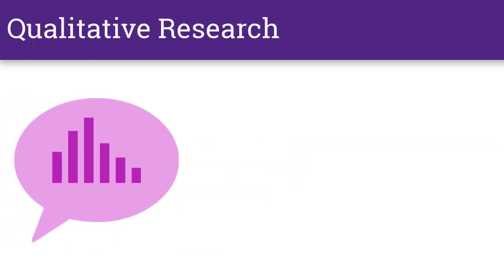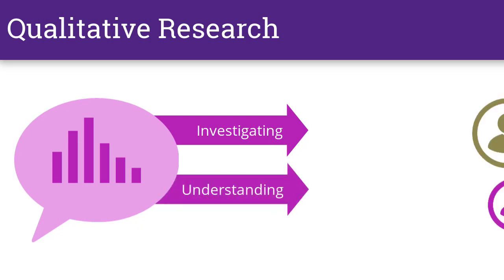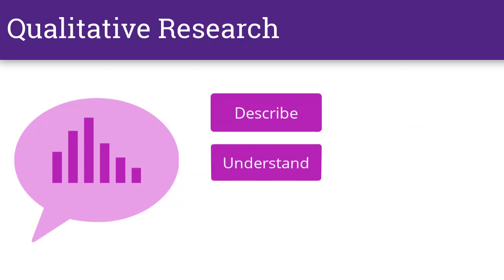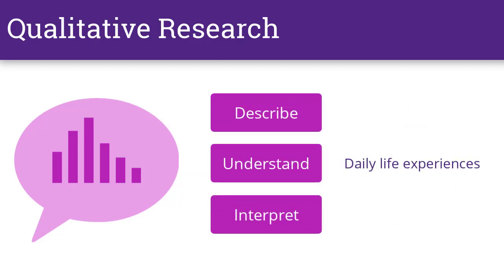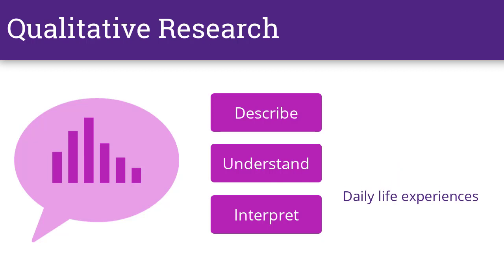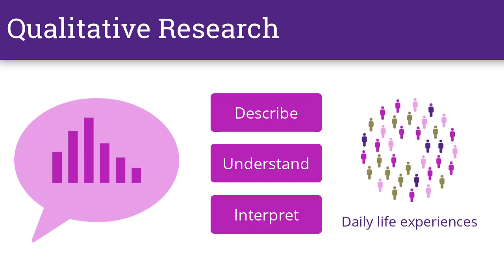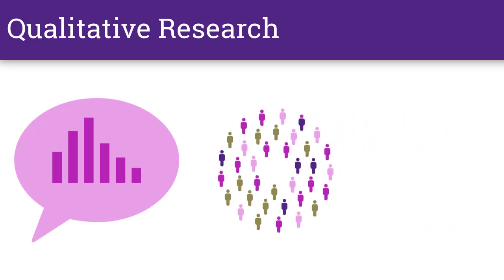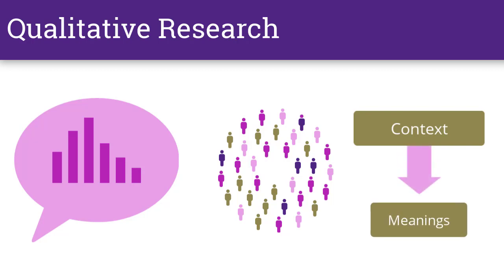Qualitative research is used for investigating and understanding the social world rather than predicting, controlling, and explaining behavior. It is used to describe, understand, or interpret daily life experiences and structures from the perspective of the population under study, to understand their meaning and understand the process by which events and actions take place. It often focuses heavily on the context of the participants and the study, and the meanings this context produces.